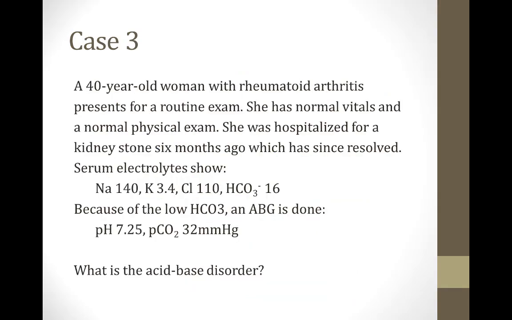The next case is a 40-year-old woman with rheumatoid arthritis who presents for a routine exam. She has normal vitals and a normal physical exam. She was hospitalized for a kidney stone 6 months ago, which has since resolved. Serum electrolytes show a sodium of 140, a potassium of 3.4, a chloride of 110, and a bicarb of 16. Because of the low bicarb, an arterial blood gas is done showing a pH of 7.25 and a PCO2 of 32. And the question asks, what is the acid-base disorder?